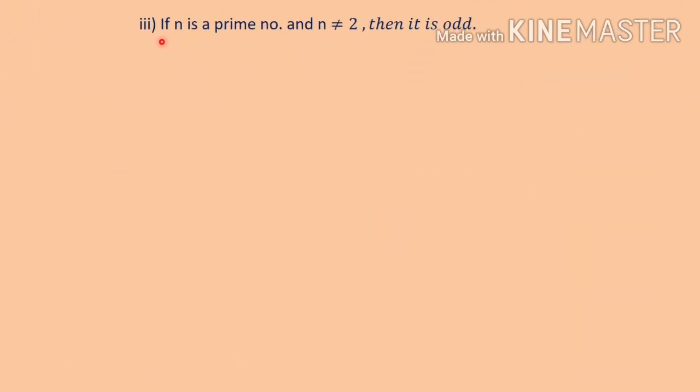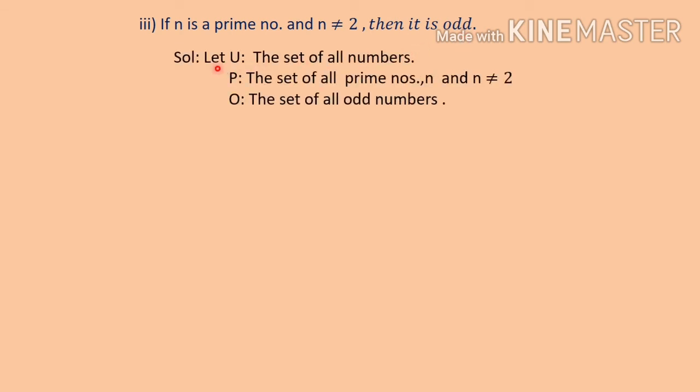Now the next one. If n is a prime number and n is not equal to 2, then it is odd. Now over here you will have two sets. One is the set of prime numbers not equal to 2, and second set will be the set of odd numbers. Fine. So let us define. Let U be the set of all numbers. Let P be the set of all prime numbers n not equal to 2, and O be the set of all odd numbers. Now over here, if n is a prime number not equal to 2, then it is an odd number. That means the set P will be the subset of O.